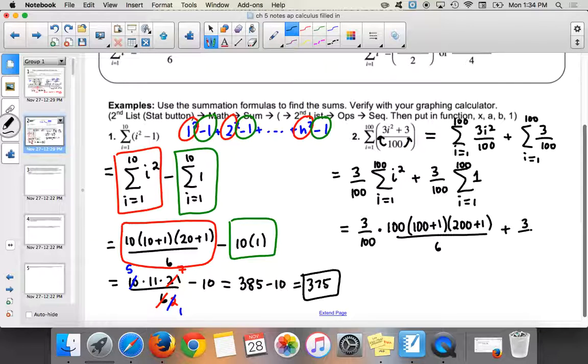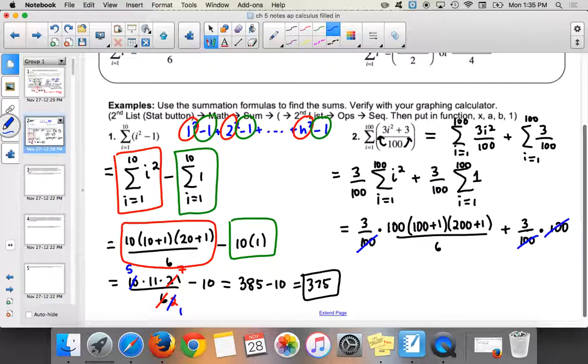And the next one is going to be 3 over 100 times what? 100. You guys see it? The summation of 1, 100 times. If I add 1 to itself 100 times, that's 100. Yes, Julia is correct. That is just 3. Amazing. Okay, thanks for catching that.